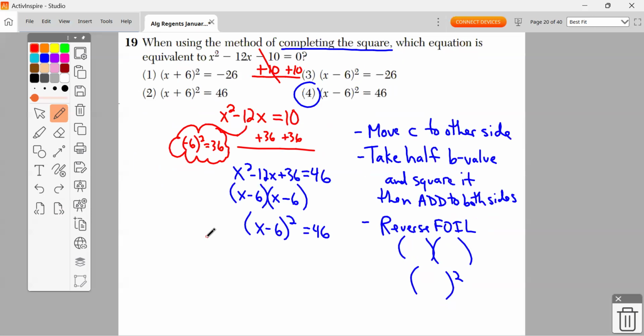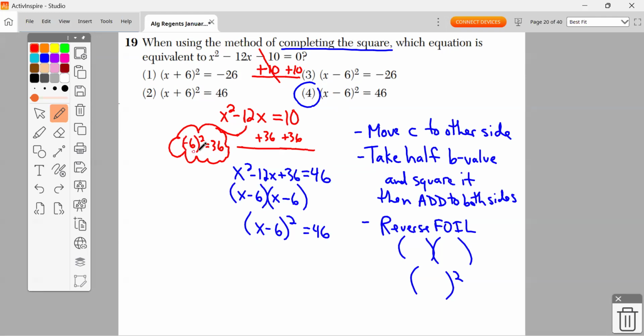Number 19, when using the method of completing the square, which equation is equivalent to that? So we're going to work through completing the square. The first thing that you want to do is move your C value over to the other side. So plus 10 and plus 10. Then we want to go into our thought bubble. Take half of the B value and square it. Half of negative 12 is negative 6.